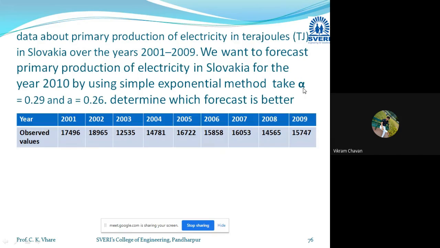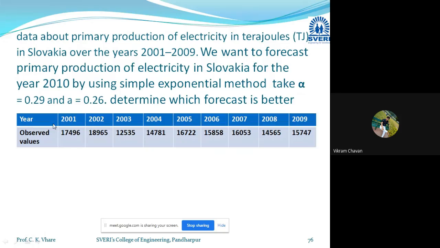Means what? After taking alpha is equal to 0.29, the forecast is better, or after taking alpha is equal to 0.26, the forecast is better. Okay, so this is the question, and data is provided as year and observed values. These values are in terajoules.